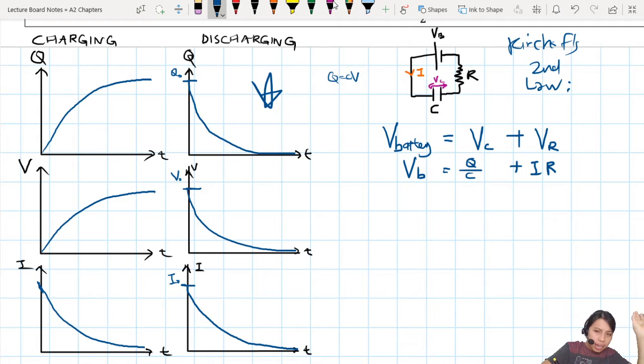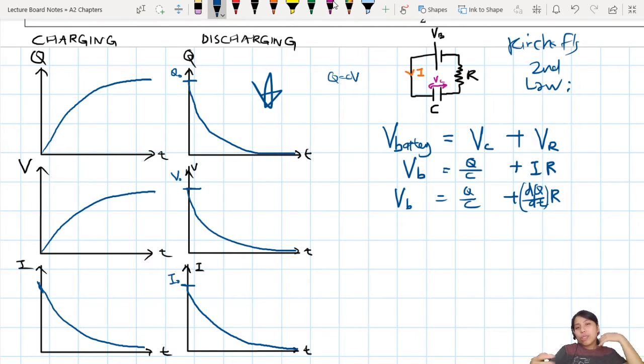If you look very carefully, this VB is still a constant, voltage of battery. Q over C is pretty much a constant, but I, current, can be defined as dQ/dt, times R. Just put the dQ/dt there. The rate of flow of charge over time is dQ/dt, and that is defined as current. That's the definition of current. So if you recognize this, you recognize that it's a differential equation of the first order.